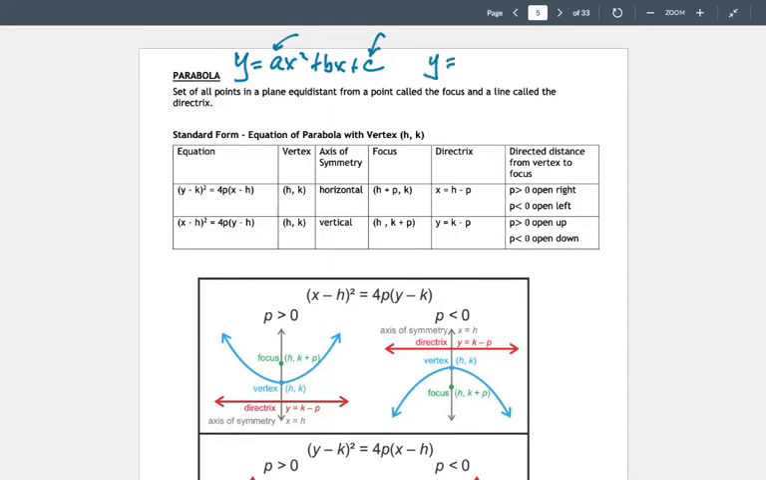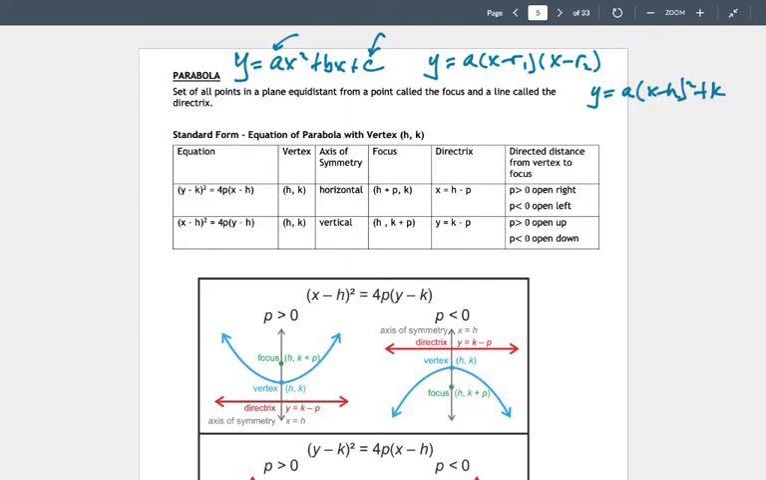We also learned about the factored form. In factored form, the A value told us the same thing: whether it opened up or down, and how wide or narrow it was. The R's told us the x-intercepts for the parabola. In vertex form, the A value does the same thing as in the other forms, and then you've got h and k, which tell you the vertex. So those three forms were helpful in their own ways.